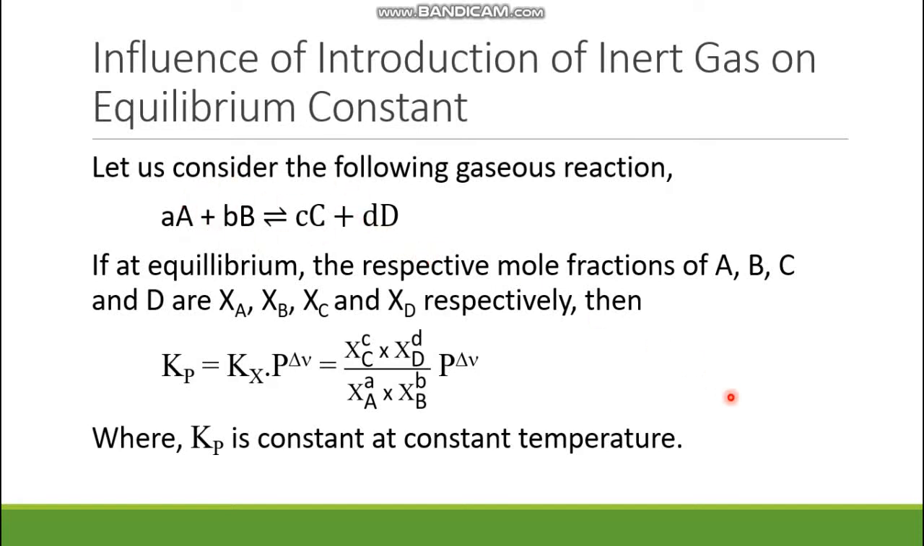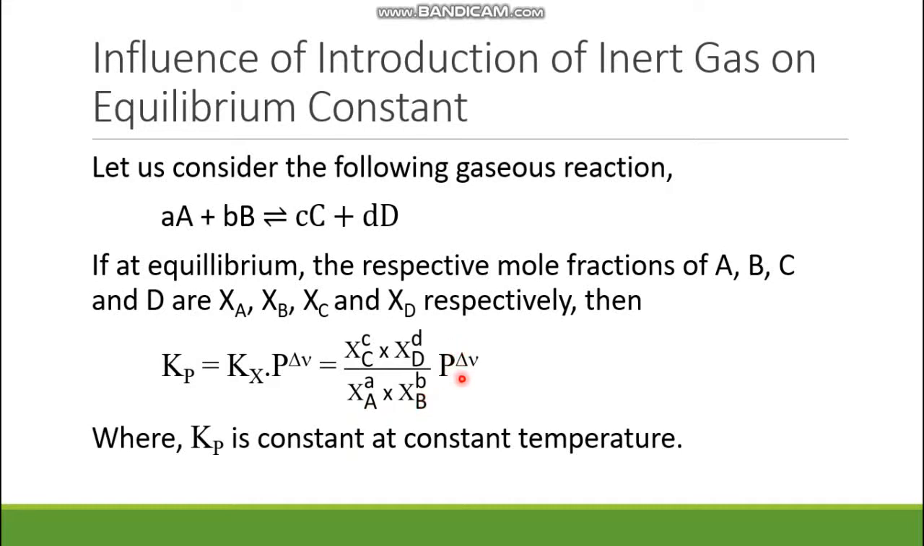So the value of the equilibrium constant in terms of pressure is Kp, and the relationship of Kp with Kx is Kx into P to the power delta nu. The expression of Kx, if written here, is the mole fraction of C to the power c, mole fraction of D to the power d, divided by the mole fraction of A to the power a into the mole fraction of B to the power b, into P to the power delta nu. So Kp may also be written as xc to the power c, xd to the power d, divided by xa to the power a, xb to the power b, into P to the power delta nu.